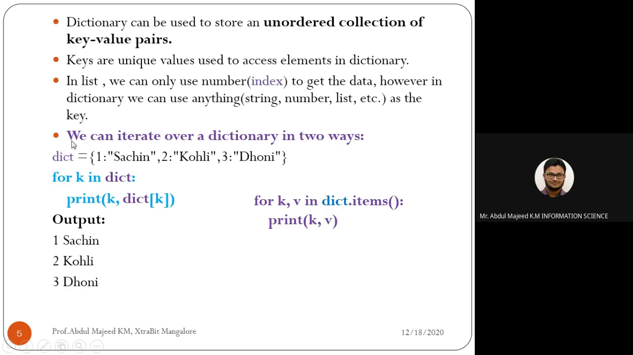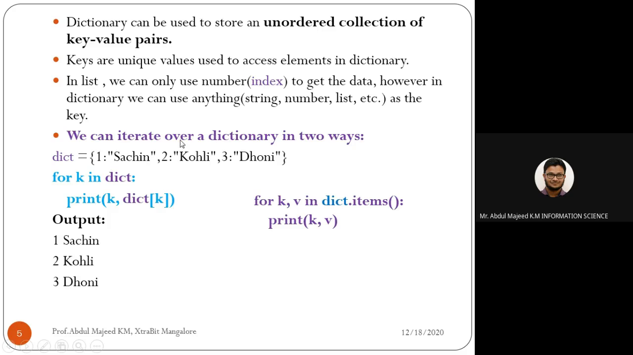Okay, so here I am creating another dictionary called dict, where number is a key and string is a value. So 1 Sachin, 2 Kohli, 3 Dhoni. So 1, 2, 3 are the keys. Sachin, Kohli, and Dhoni are the values.